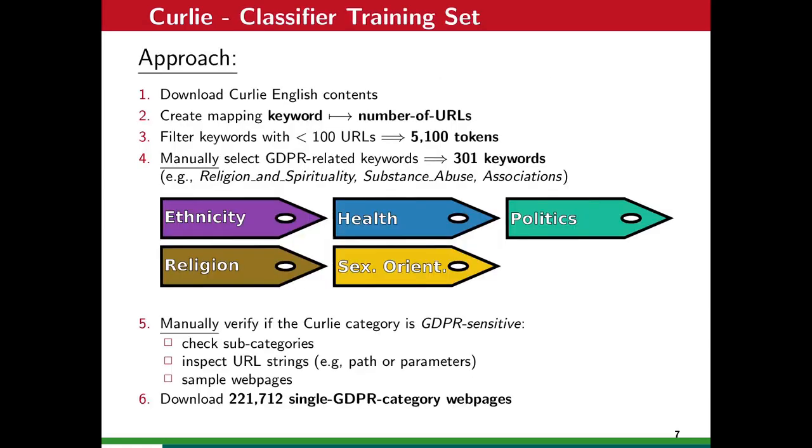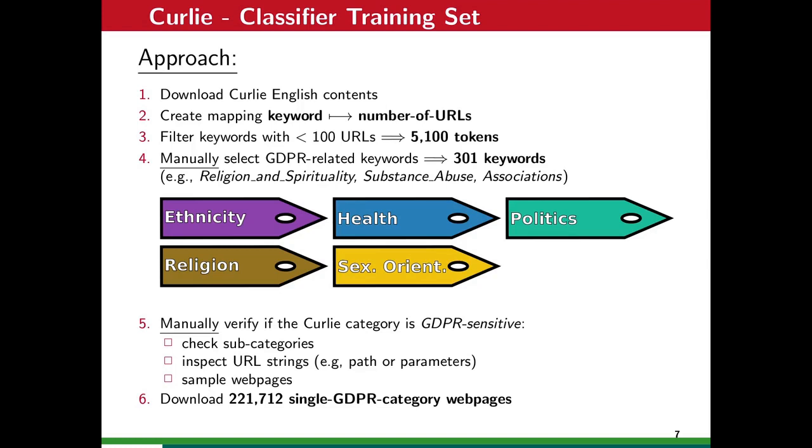We start by creating a crawler that we use to download all the English content from Curlie. Next, we use the process that we just saw in the previous slide to build a mapping from keywords to the number of URLs. After we know how many URLs are associated to each keyword, we filter out the keywords that are included in categories with less than 100 URLs. This process leaves us with a set of 5,100 keywords that we manually inspect. This means that we go through this long list of keywords and we select only those that can be put into relation with one or more GDPR categories.